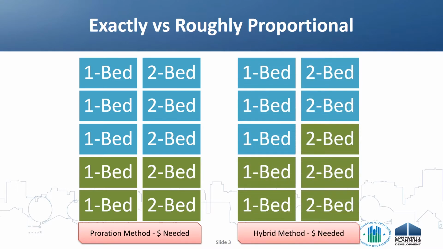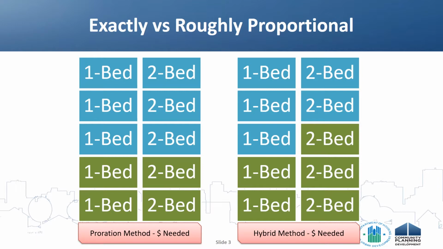But what if in that same project the developer was proposing to have 5 home units? I can't split 5 units in the exact same proportion across the 2 unit types in this project. That would require having 2.5 one-bedroom and 2.5 two-bedroom units, which isn't physically possible. Maybe we do 2 one-bedrooms and 3 two-bedroom units, or the other way around, but either way we have a different share of each unit type. However, because that assignment of units is roughly proportional, we can use the hybrid method.